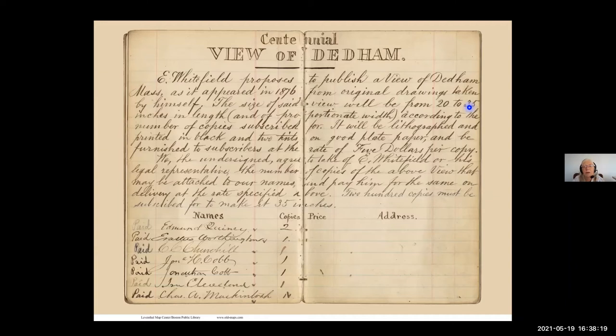Depending on the number of copies subscribed, it will be lithographed, printed in black with two tints on good plate paper, and be furnished to subscribers at the rate of $5 per copy. So he was going door to door and getting people to sign up for this. They wanted to get some money up front before they started producing them, because they needed the funds, but they also wanted to know how many they might want to make. So we, the undersigned, agree to take this map when he produces it, and the number of copies that may be attached to our names here. 200 copies must be subscribed to make it 35 inches. Okay, so it's a little more costly, but he'll upscale it if he gets enough people interested. So this is a little artifact that tells us how that process went on, right?